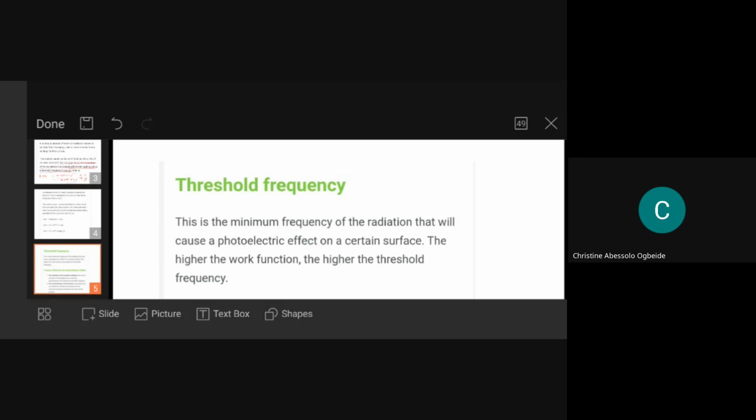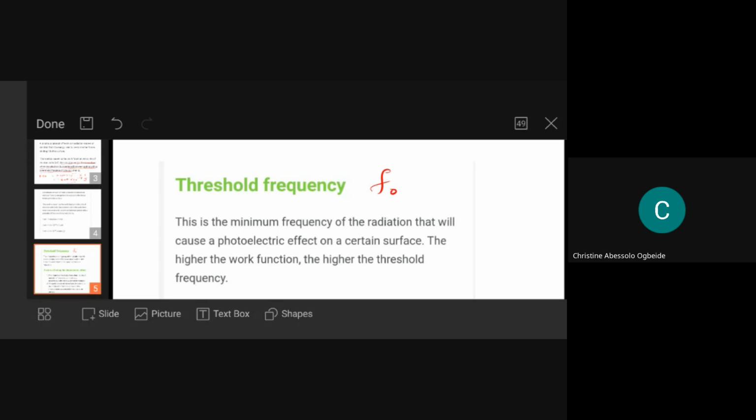So intensity might be there, but if the frequency is not up to that threshold frequency, then there will be no emission of those electrons. And that is what threshold frequency is all about. Usually, threshold frequency has a symbol f naught. So by the time I give you the equation and you see f naught, it talks about the threshold frequency.